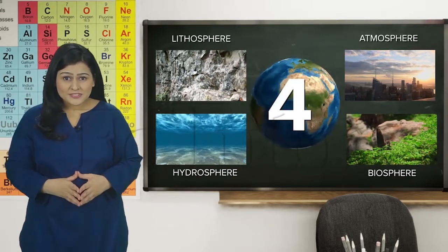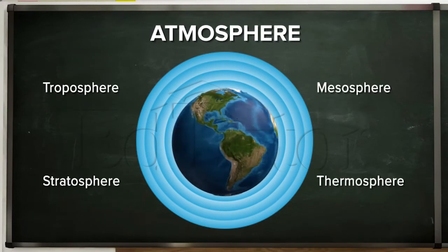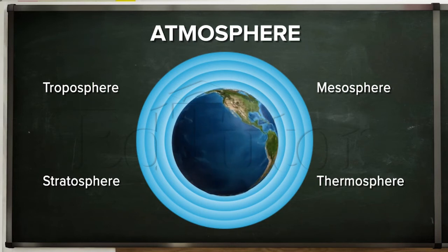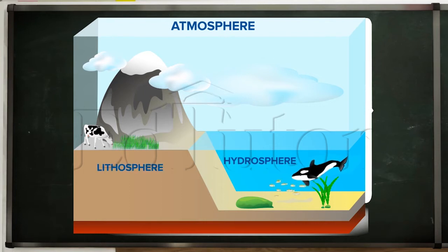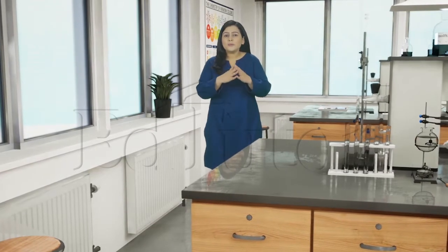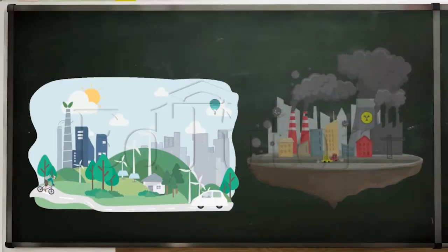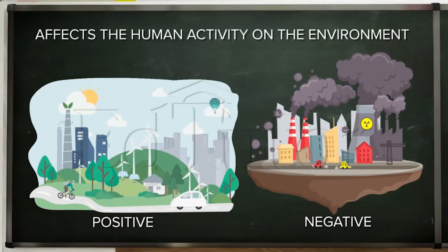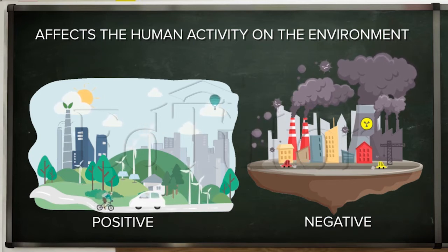Out of the 4 components, the first one is the atmosphere, which includes 4 different layers. Let's move on to the other components. There's the hydrosphere, the lithosphere, and lastly, the biosphere. Who would have thought our environment could be so complex? This is why it's been divided into components to help you gauge its composition. In a nutshell, you will be studying the effects human activity has on the environment.